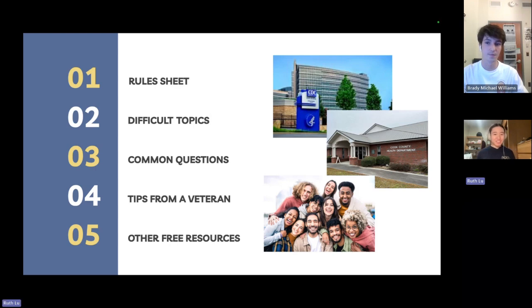So we're going to get started by sharing the rules sheet and just going over some details from it. Then we'll be spending most of this time covering the difficult topics about this event. After that, we'll take a look at a few common questions. We'll give you guys a few tips and then share some other free resources that you can find about this event. And these slides will be shared after the meeting, and so will a recording of this.